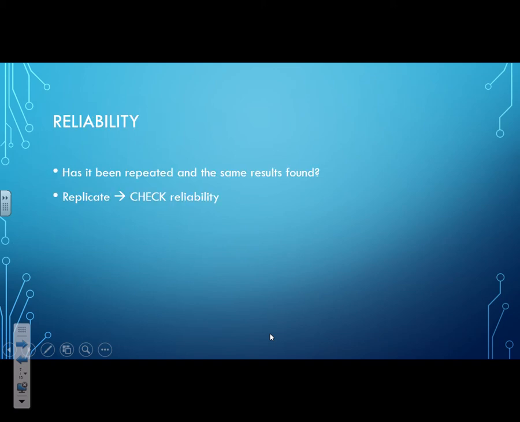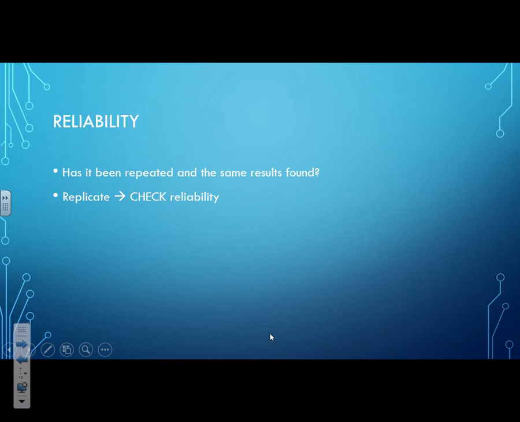And then reliability. Has it been repeated and the same results found? You all know about that. If you can replicate it, you can check for reliability. Now, we've discussed this a lot. So just because you can replicate something, does that mean you'll definitely find the same result the second time?